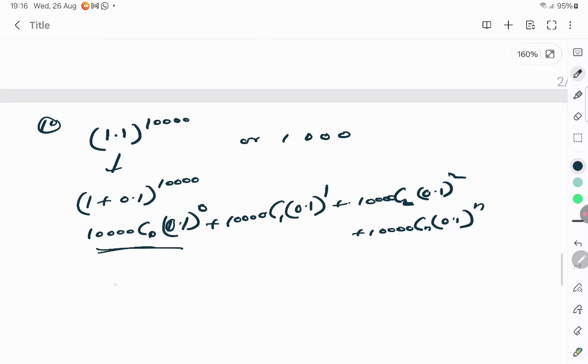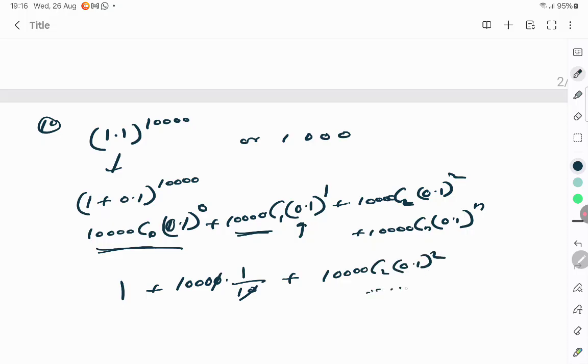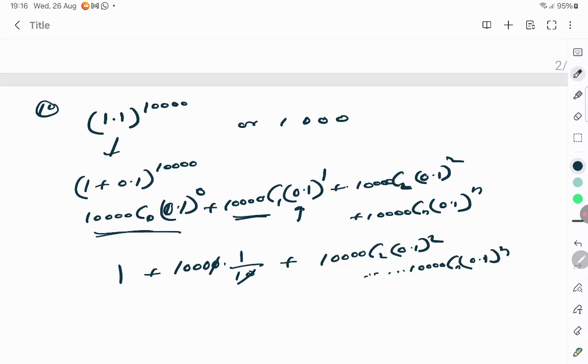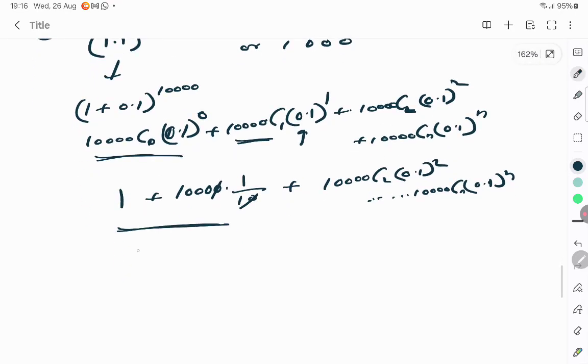In the first term itself, the answer is 1, because nC0 is 1 and any number to the power 0 is 1. The next term is 10,000 times 0.1, which is 10,000 by 10, plus terms such as 10,000 C 2 0.1 to the power 2, up to 10,000 C n 0.1 to the power n. So this itself is 1001, plus all these other terms will come here.